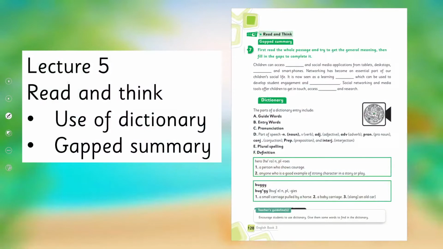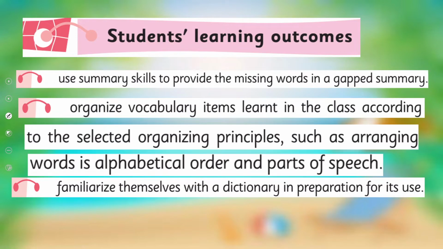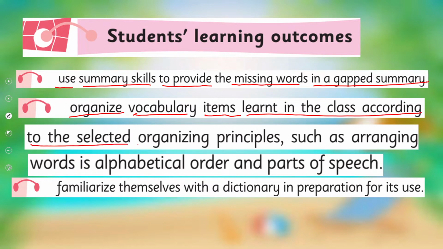Yes, my dear children, today under the title of Read and Think, we are going to learn the use of a dictionary and gap summary. Before this, we have learned how to arrange words in alphabetical order. Remember? Okay. So we are going to learn further to use summary skills to provide the missing words in a gapped summary, and organize vocabulary items learned in class according to selected organizing principles, such as arranging words in alphabetical order and parts of speech. So our focus is alphabetical order for today.